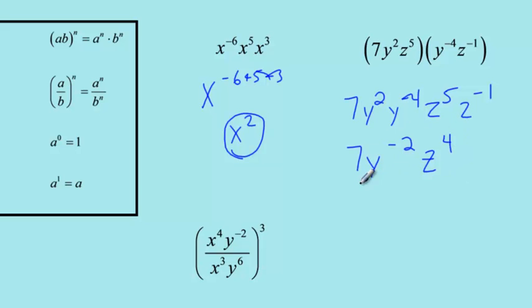Now what do I do with a negative exponent? Oh yeah, negative exponents we put on the bottom. And so now we get 7z to the 4th over y squared as our solution.